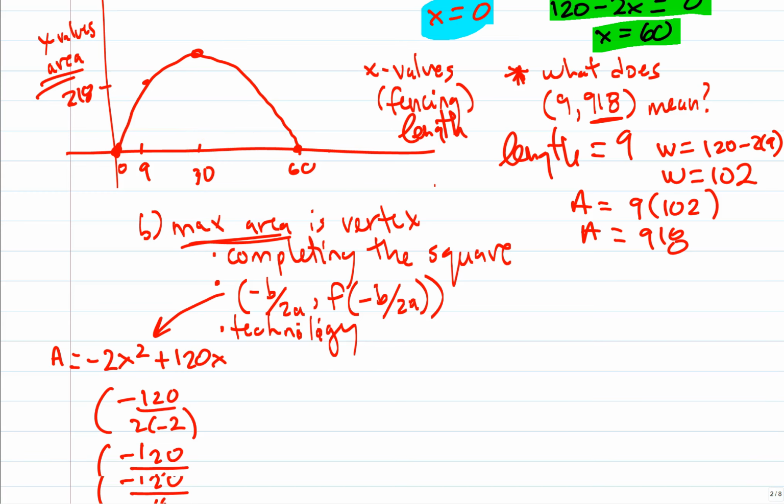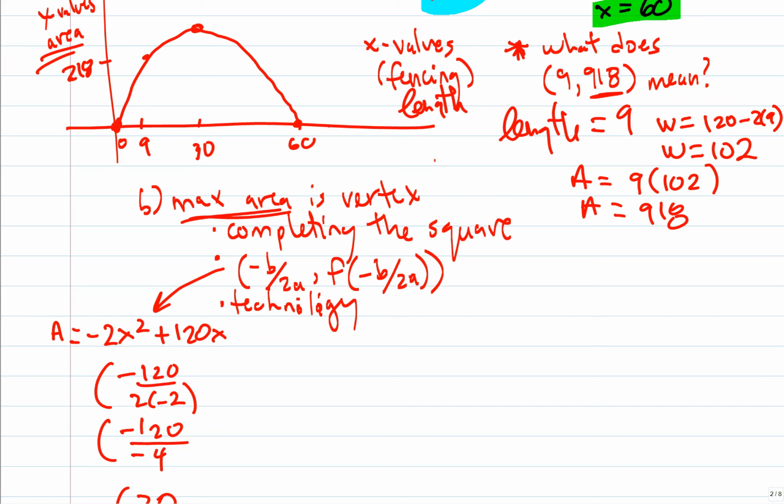Well, that's still not the maximum area. We just know that the maximum area occurs at 30. What is the maximum area? Well, that's where we take that 30 and we do f of 30. What is f of 30? Basically plugging that into the equation. Negative 2 times 30 squared plus 120 times 30.